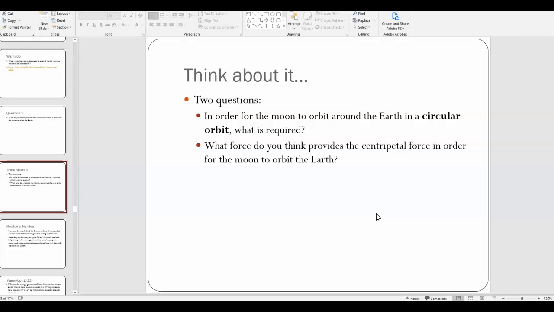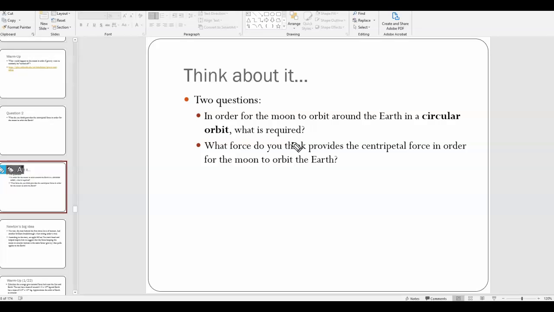Okay, well, it's not really going to be that much of a surprise, but the answer to that question is centripetal force. In order for any object to move in circular motion, there is a centripetal force that is required, which is what we've been talking about. And I kind of give it away in the next question as well. What force do you think provides the centripetal force in order for the moon to orbit the Earth? See if you can figure that out.